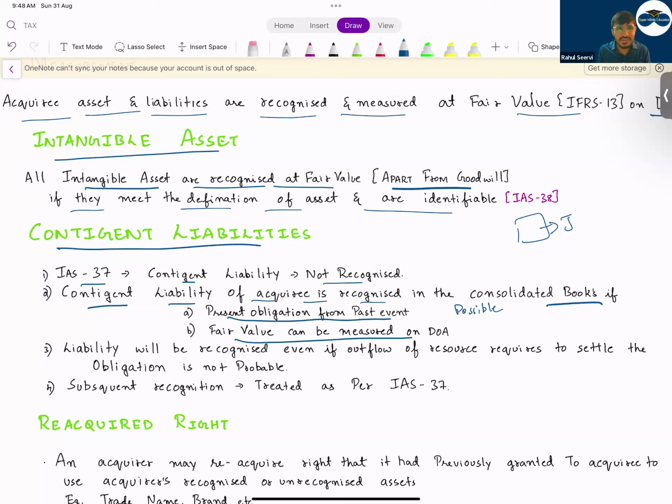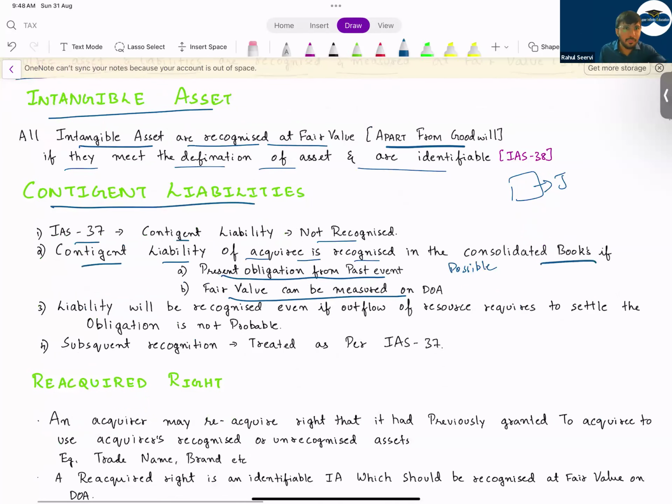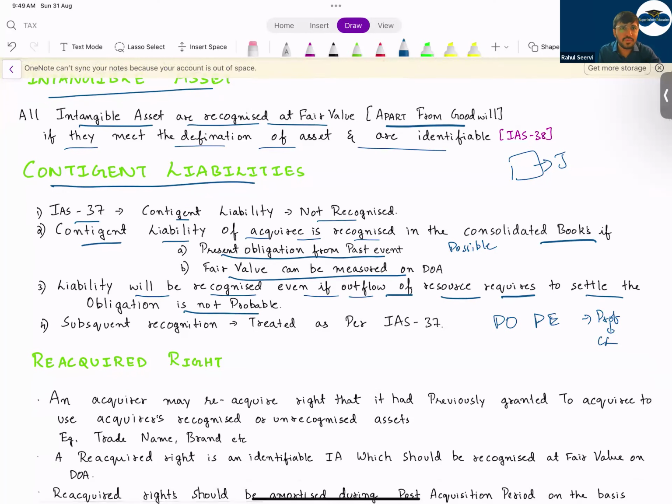In your exam, I have not seen this detail. Directly, it will be given. Record it, simple. If a question comes by chance for 3 to 4 marks, explain. Then you have to write down that there should be a present obligation and the fair value can be measured. Liability will be recognized even if outflow of resources required to settle the obligation is not probable. Even though it's not probable, yes or no? If present obligation is there, past event is there, and outflow is not probable, then what do we do? We record this as a contingent liability in individual books. But when we do consolidation, what should we do? We should record this as a provision.